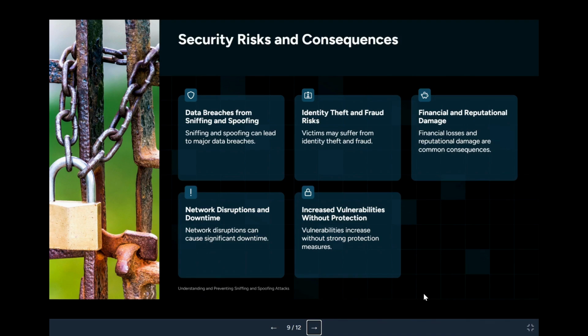Looking at the security risk and the consequences. The consequences of these attacks can be severe. They can lead to massive data breaches. Victims may suffer identity theft and fraud. Organizations experience financial losses and reputational damage. Networks can even go down, causing disruption to the services. Without protection, vulnerability only grows stronger over time.